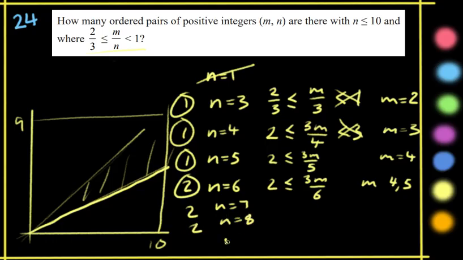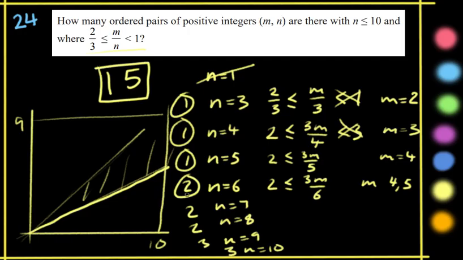And then once n equals 9, we're going to get one more. So that's going to be 3 solutions. And for n equal 10, we're also going to have 3 solutions. So we're going to add this all up. We got 3 plus 6 is 9, plus 6 is 15. So altogether there will be 15 of these ordered pairs that satisfy this. Well, it's a bit of a tedious one.